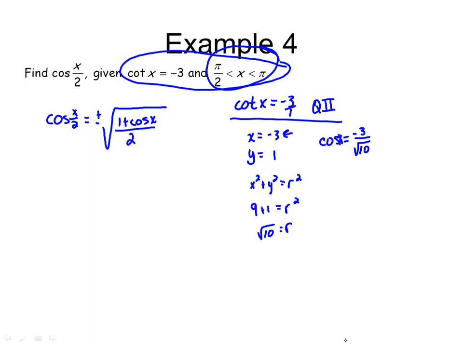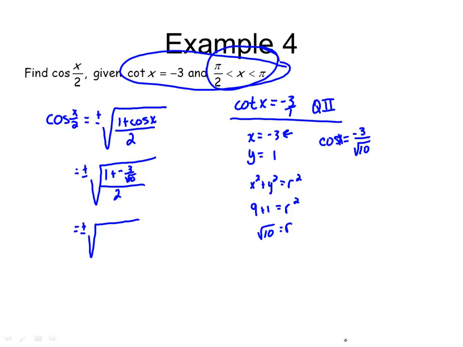So do we have everything we need in order to figure out the problem? What do we need to know in order to figure out this problem? Cosine of x, we got it. Alright, so you're going to have plus or minus the square root of 1 plus cosine of x, which we said was negative 3 over the square root of 10, over 2. What is 1 plus a negative 3 over square root of 10?